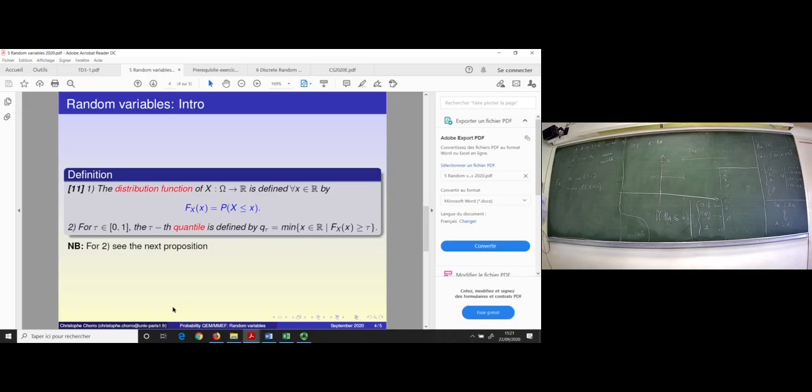Second definition, in my definition 11 here. So you have here basically the definition of the distribution function, and you have the definition of what we call the tau quantile. So tau, the Greek letter tau, quantile.